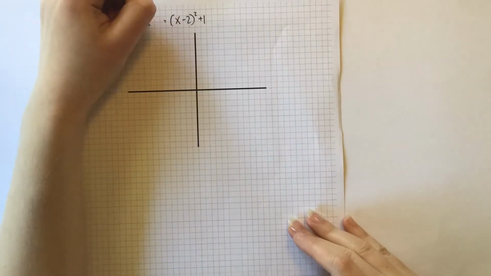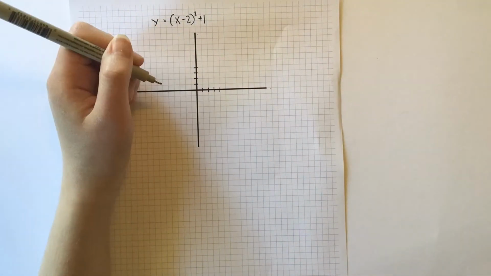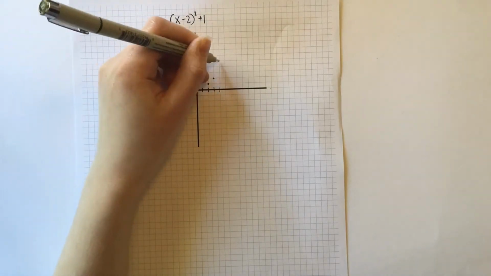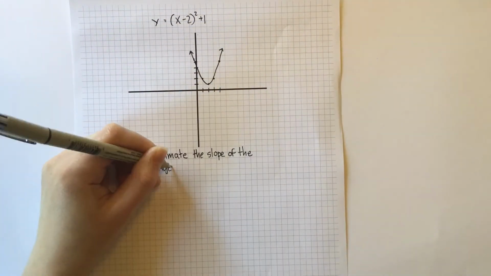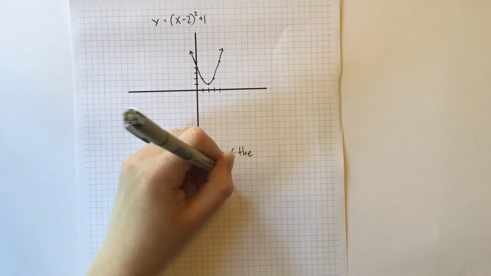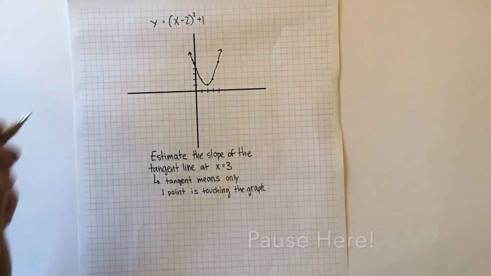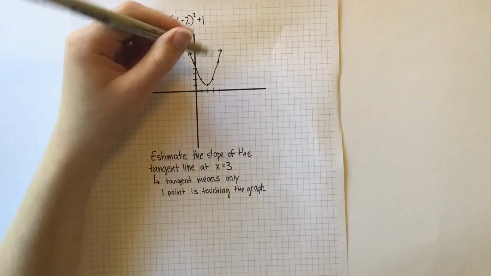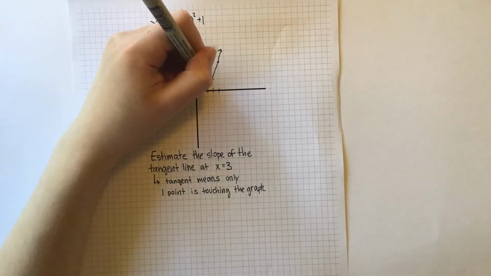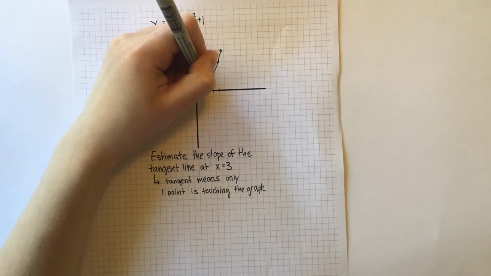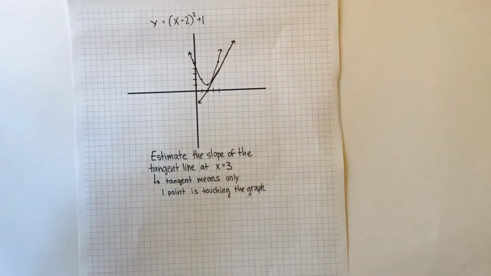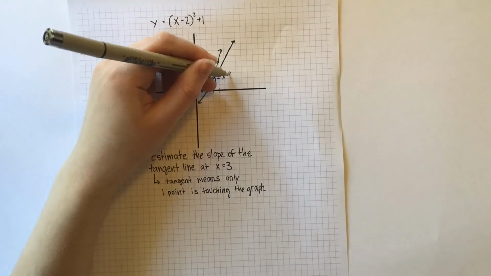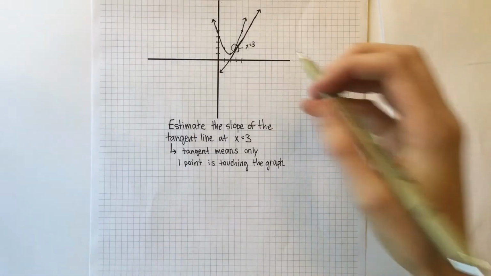Here we graph the equation y equals (x - 2) squared plus 1. We're estimating the slope of the tangent line at x equals 3. A tangent line only touches a graph at one point. Since we're finding the instantaneous rate of change in this case, which is the same as the slope of the tangent line, we're going to draw in a sort of guesstimation of the tangent line at x equals 3.